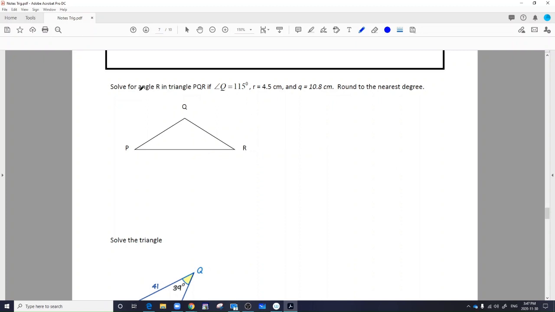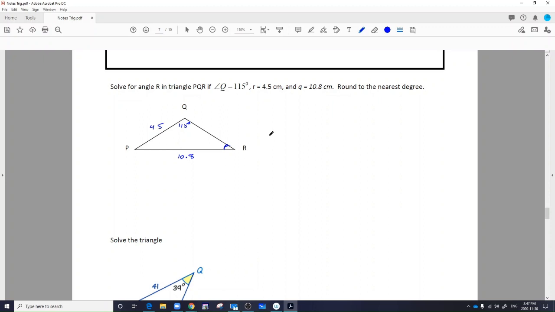So it says solve for angle R if angle Q is 115 degrees, so there's a known angle. Side R, which is across from angle R, is 4.5 centimeters. And side Q, which is across from angle Q, is 10.8 centimeters. This time, I'm asked to solve for an angle. It wants me to solve for angle R.